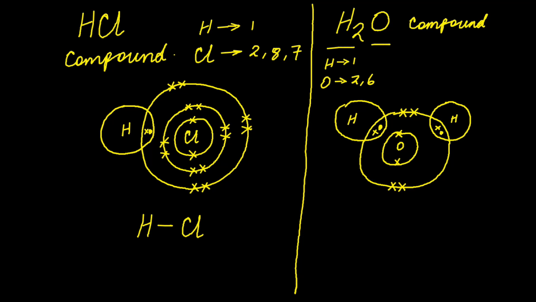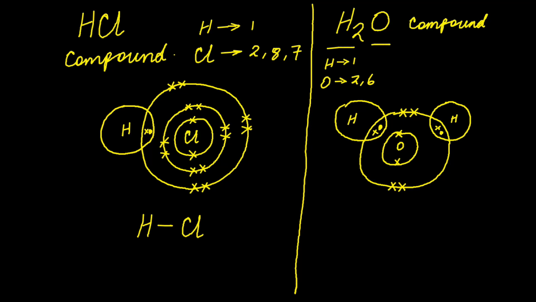Now look at oxygen. How many electrons does it have? 6 of its own and 2 dots from hydrogen. And each hydrogen has how many? 1 dot and 1 cross. So each hydrogen now has access to 2 electrons, so its outermost shell is complete. The oxygen has access to 8 electrons, so its outermost shell is also complete. 6 of its own, 2 from hydrogens.